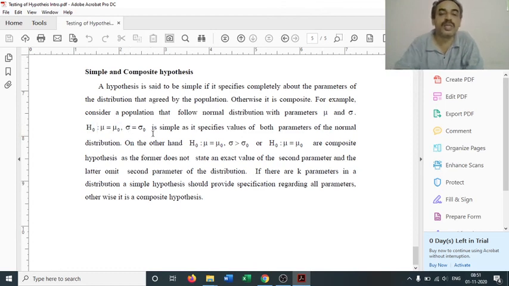These are the various terms related to testing of hypothesis. Our next aim is to discuss large sample test.